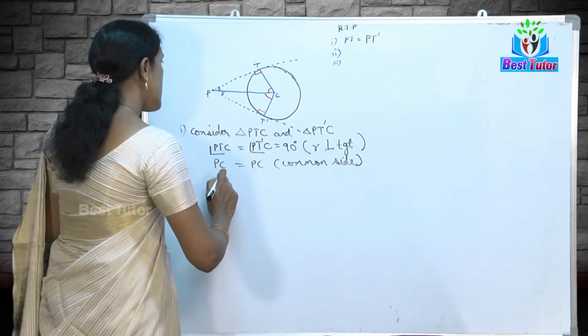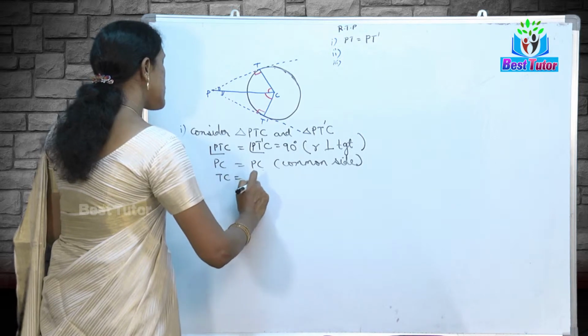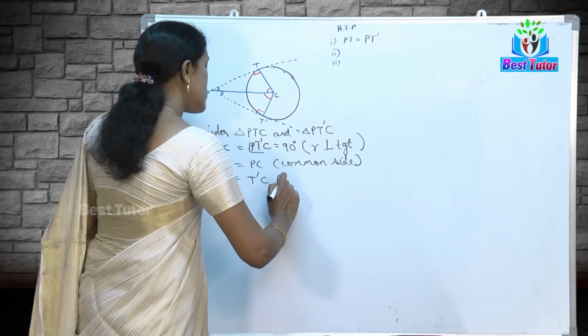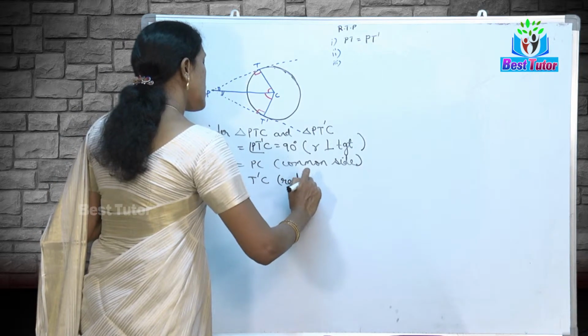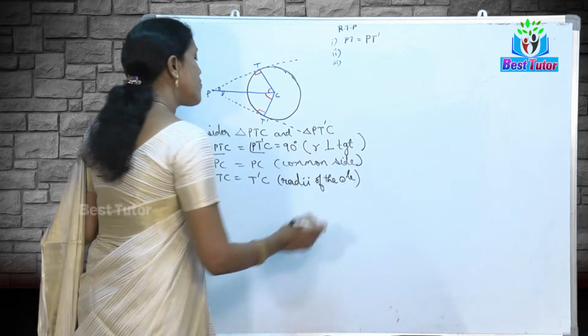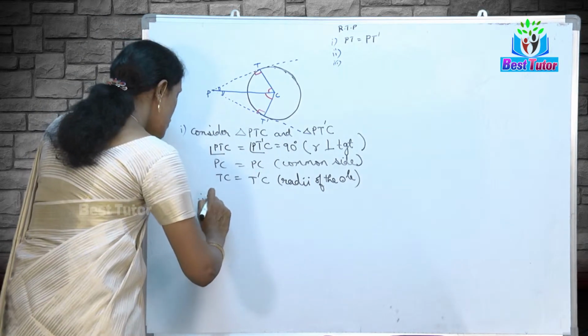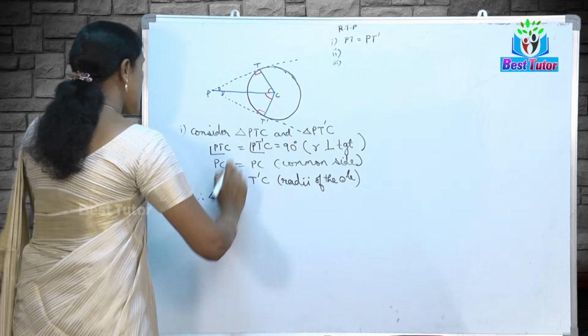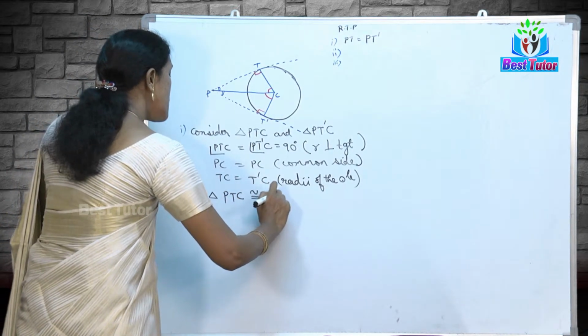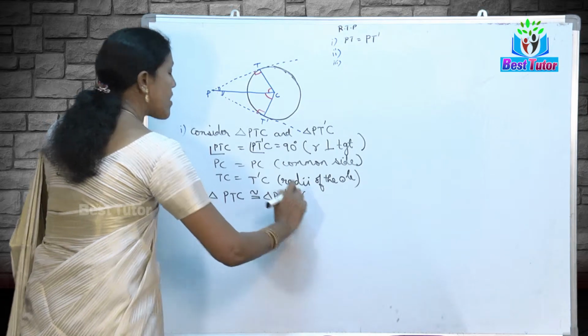right? And TC is equal to T'C. The reason is they are the radii of the circle. Therefore, triangle PTC is congruent to triangle PT'C by some axiom.